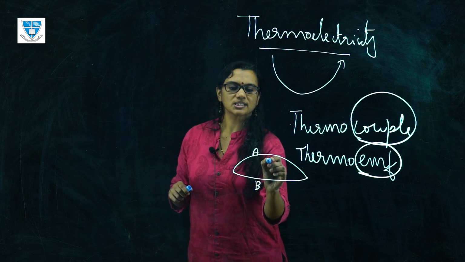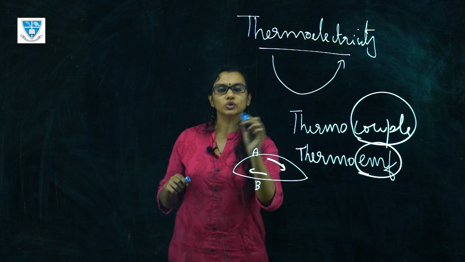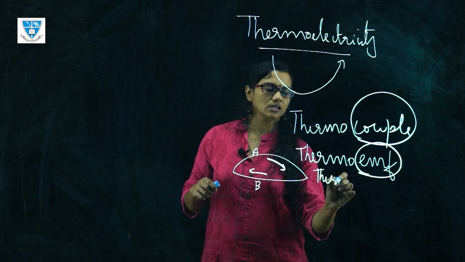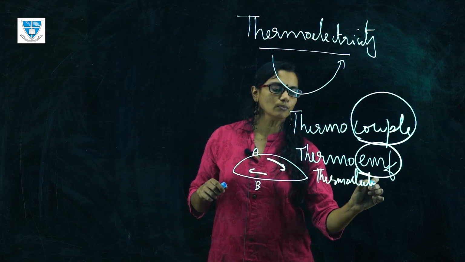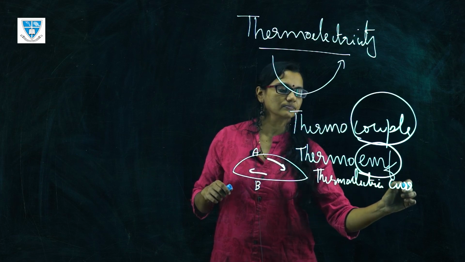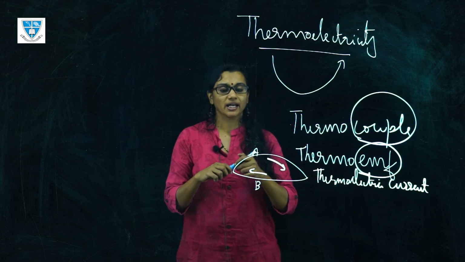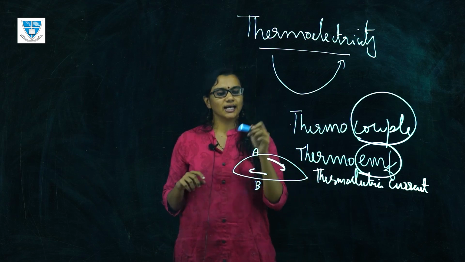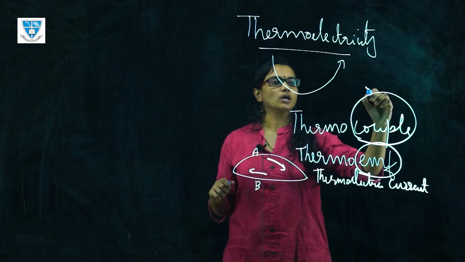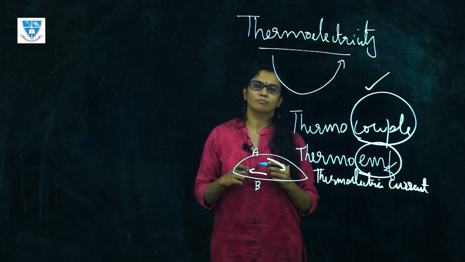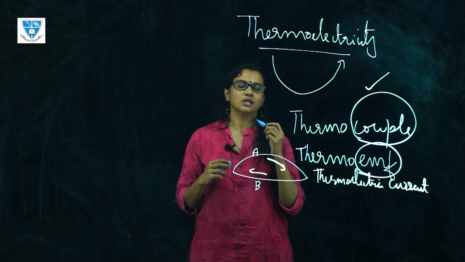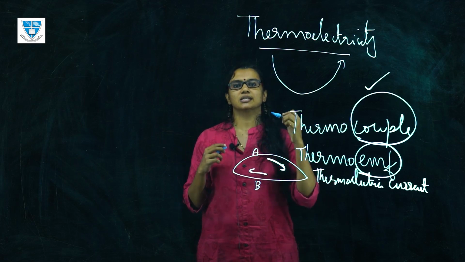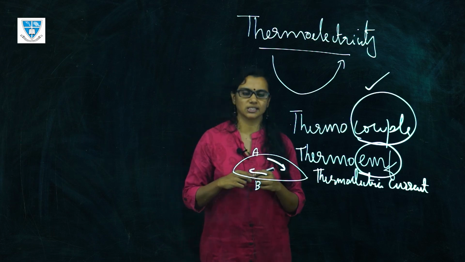Or rather, you can say that a current flows through this loop, which is termed the thermoelectric current. The direction of the current in this diagram I have plotted from A to B, but that depends upon the choice of your couple, the choice of the metals that you are using for your thermoelectric generation. So these are some of the terminologies associated with thermoelectricity.